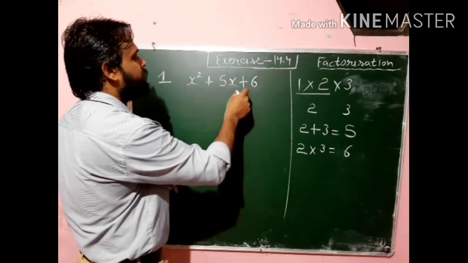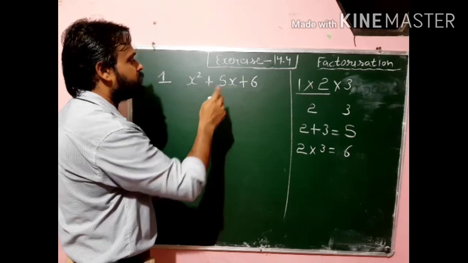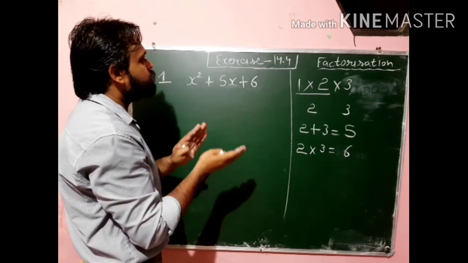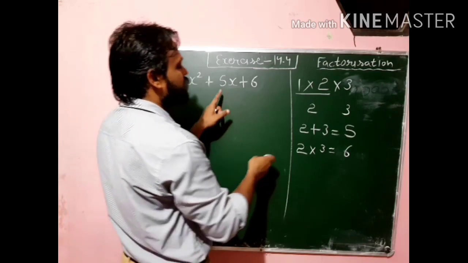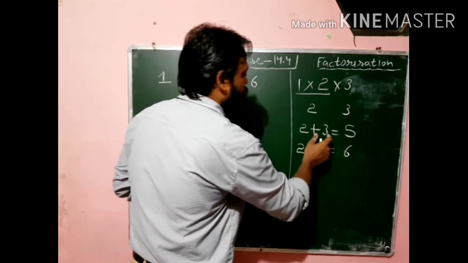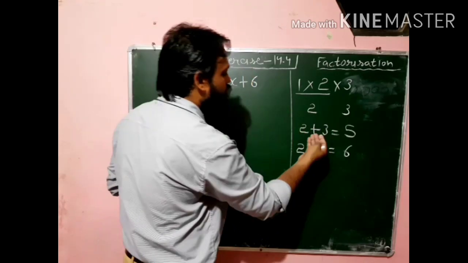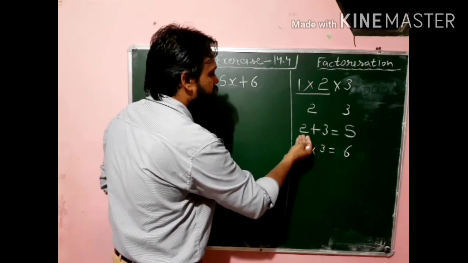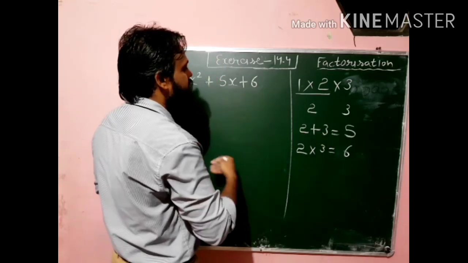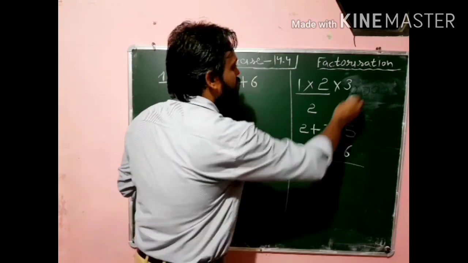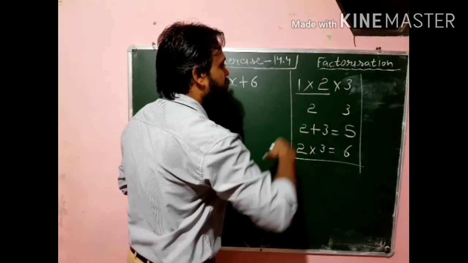I already explained that if there is a plus sign, then we have to split this 5x into two parts in such a way that the sum of these two terms should be equal to 5x. You can see 3 plus 2 becomes 5. So in this way we separated this 5x into two parts, 2 and 3. I also told you that the multiplication of these two terms should be equal to 6. You can see 3 times 2 is 6. So by doing the factorization, we can easily find the values.